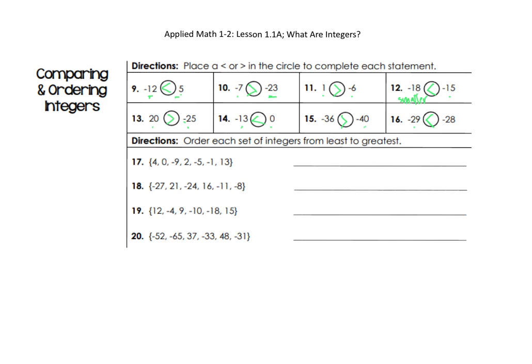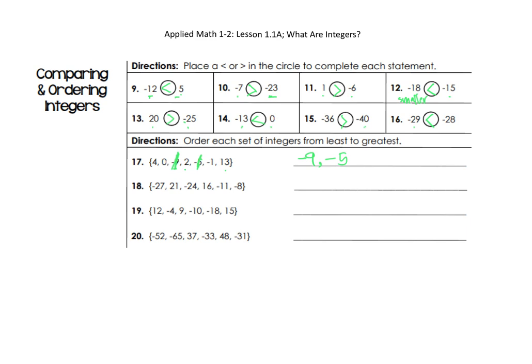So to put these in order, we have 4, 0, -9, 2, -5, -1, and 13. The smallest number is the largest negative number, which would be -9. So we're going to write that down first. And then I like to cross things off after I use them so that I don't try to use it again or know that I didn't miss anything. Now I'm looking for the next largest negative number in this set, which would be -5. It's the next smallest number. I'm going to cross it off.